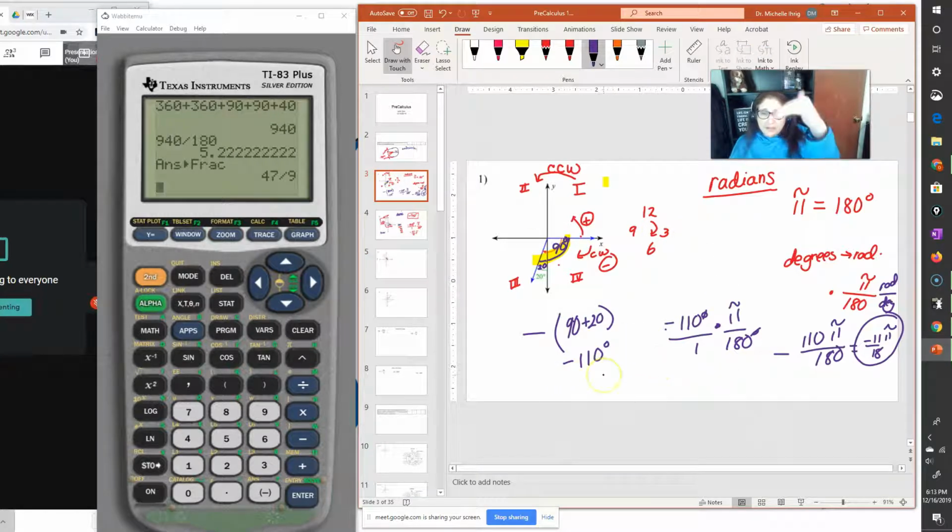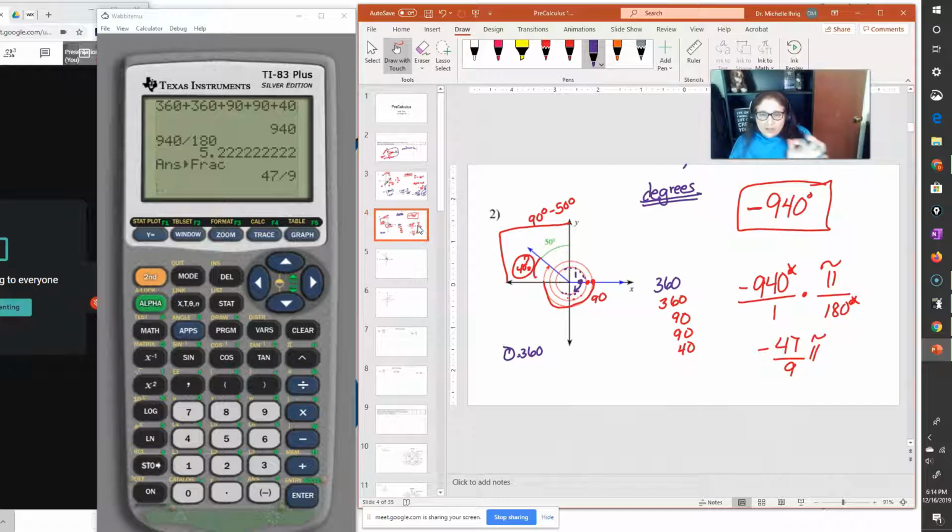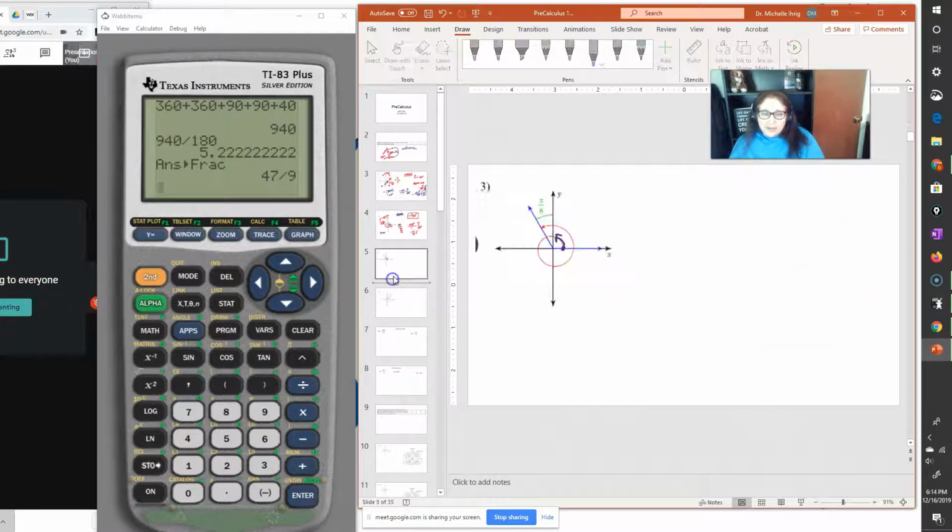Here, it was negative because we started going down. Here, it was negative because we started drawing the circle down. Here, our answer is going to be positive because we start by drawing the circle up. Now, this is just a trick that I do. You could have another strategy.